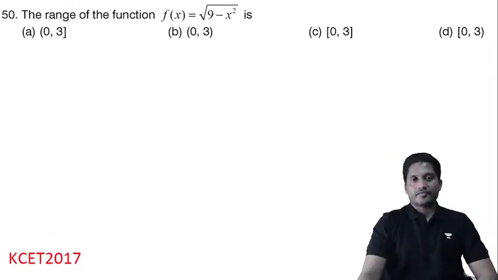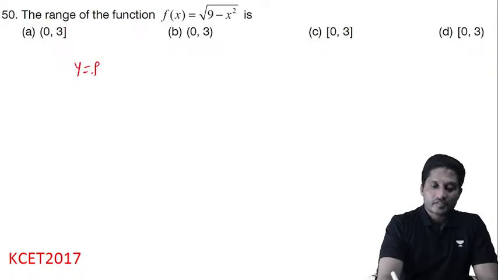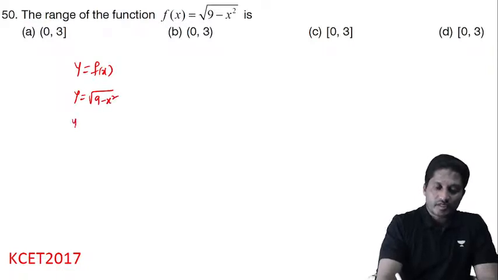The range of f(x) is equal to root of 9 minus x square. See, y is a function of x, y equal to root of 9 minus x square. If you square on both sides, you get y square is equal to 9 minus x square. From this, x square is equal to 9 minus y square. Okay, x is equal to root of 9 minus y square.